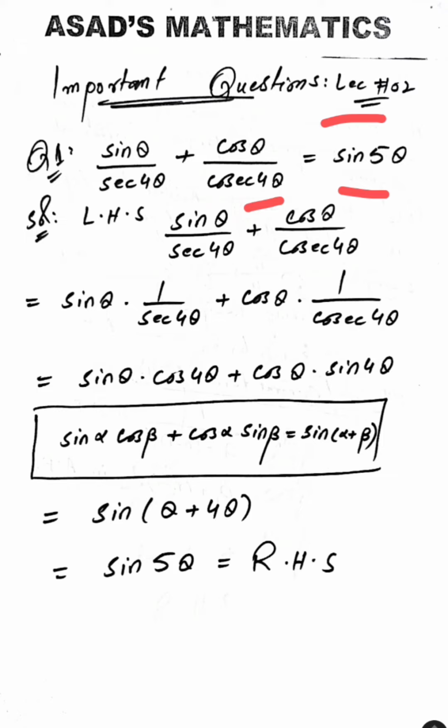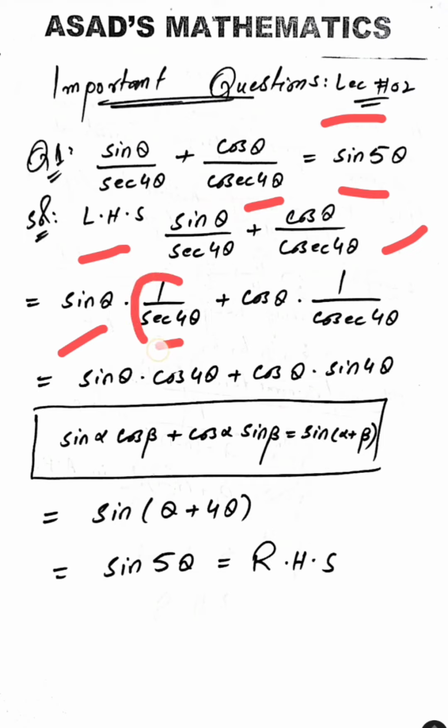Let's start the question. Taking the left hand side, which is sin theta divided by secant 4 theta plus cos theta divided by cosecant 4 theta. We split the sin theta into 1 over secant 4 theta, and the same procedure is used for cos theta, splitting it into 1 over cosecant 4 theta.